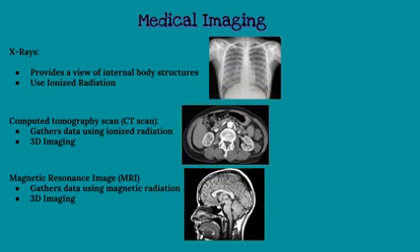Now, a magnetic resonance image, also known as an MRI, will provide us with imaging using magnetic radiation, hence the magnetic inside of its name. Now, this MRI image on the right shows us a mid-sagittal view of the brain.